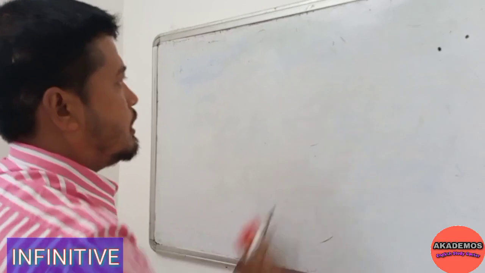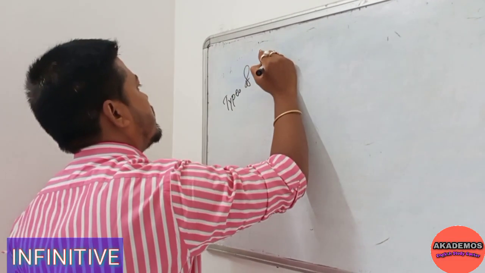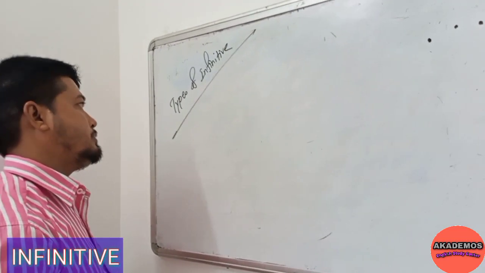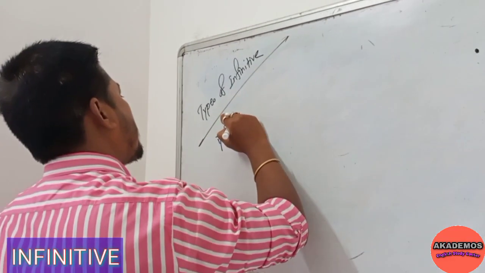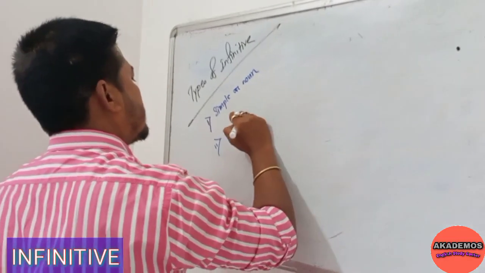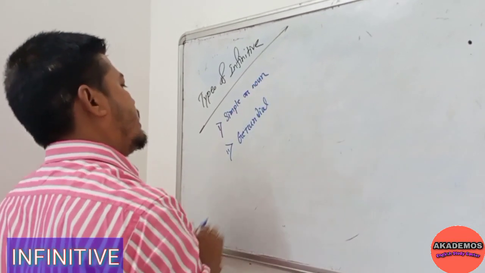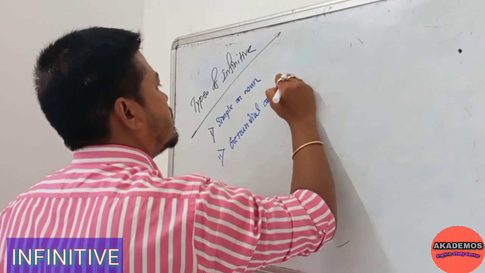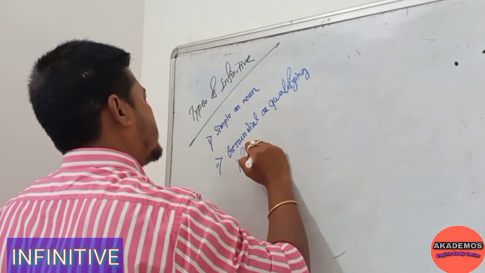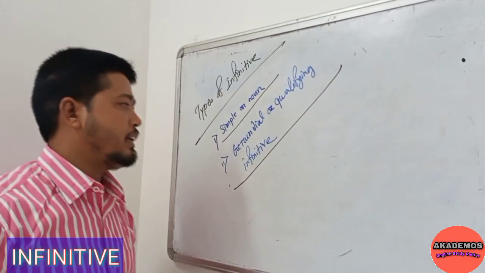Now, the types of infinitive. There are two types of infinitives. Number one, simple or noun infinitive. Number two, gerundial or qualifying infinitive. Number one, simple or noun infinitive. Number two, gerundial or qualifying infinitive.